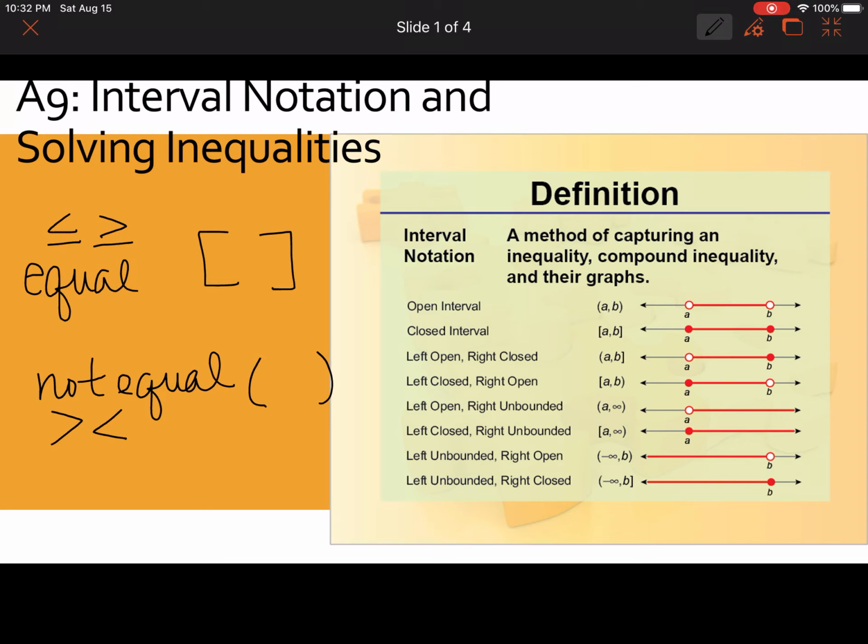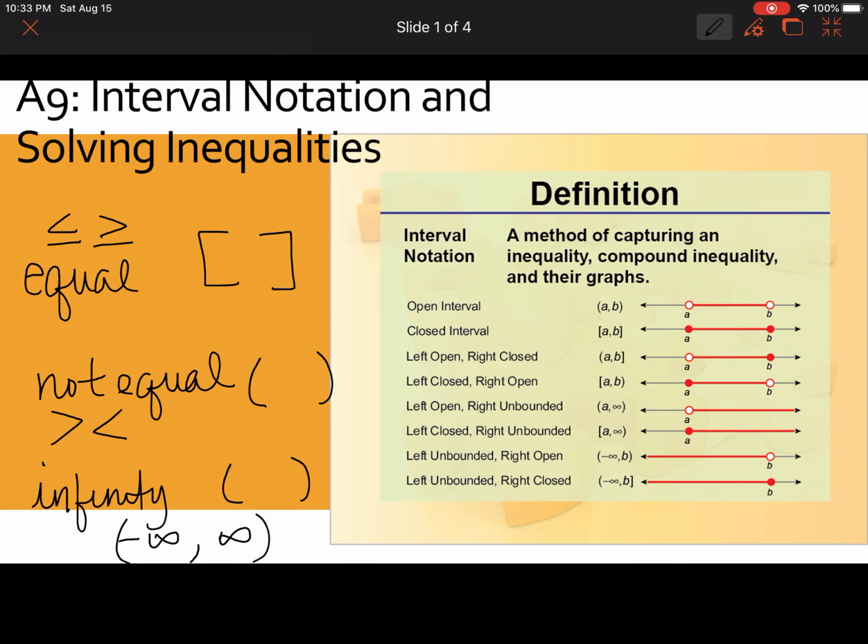Anytime x is greater than or less than, that means it's going towards infinity or from infinity. So just remember that infinity always gets a parentheses, and no bracket on infinity. So it's either going to be that.